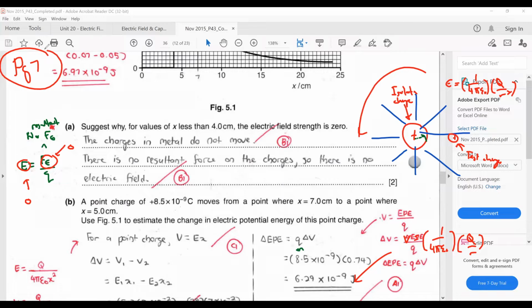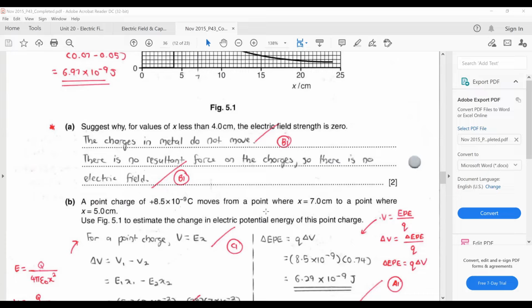You have a point charge of 8.5 times 10 power minus 9 coulomb that moves from a point where x is equal to 7 centimeter to a point where x is equal to 5 centimeter, right? So use figure 5.1 to estimate the change in electric potential energy of this point, okay? Now, when you're talking about change in electric potential energy, they want the change in electric potential energy.